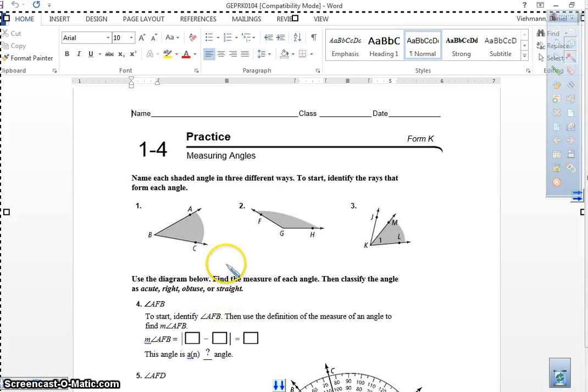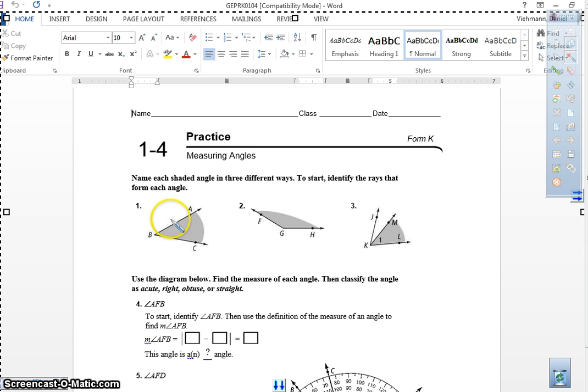All right, we're going to continue on with our lesson about measuring angles, lesson 1-4. The instructions for the first three problems state to name each shaded angle in three different ways. To start, identify the rays that form each angle. The rays that form angle 1 are BA and BC. Again, when you name a ray, you always start with the endpoint. In this case, the common endpoint forms the vertex of the angle.